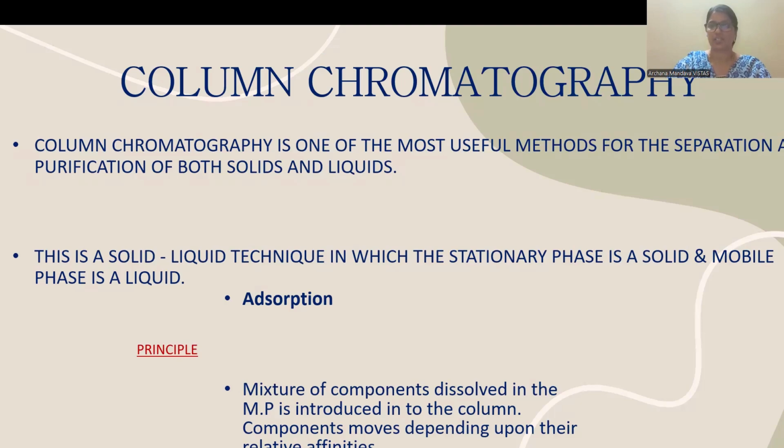This is also called a solid liquid technique in which stationary phase is solid and mobile phase is a liquid. The principle of this technique is based upon adsorption. So here a mixture of components will be dissolved in the mobile phase and is introduced into the column. So these compounds are separated based upon their relative affinities, that is attractive level towards the stationary phase.